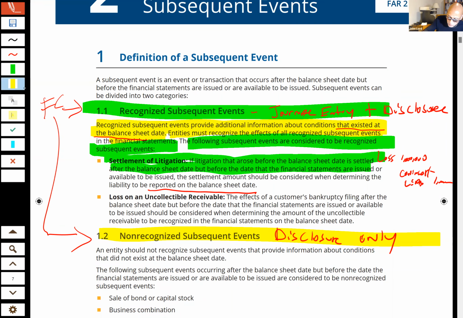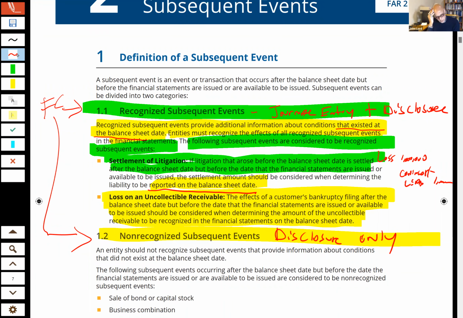Okay, now you come over and they say loss on a collectible receivable. And they say the effects of a customer's bankruptcy filing after the balance sheet date, but before the date the financial statements are issued, would be considered when determining the amount of uncollectible receivable to be recognized in the financial statements. So we're literally going to have to make a journal entry, even though the customer didn't declare bankruptcy until after the year end.